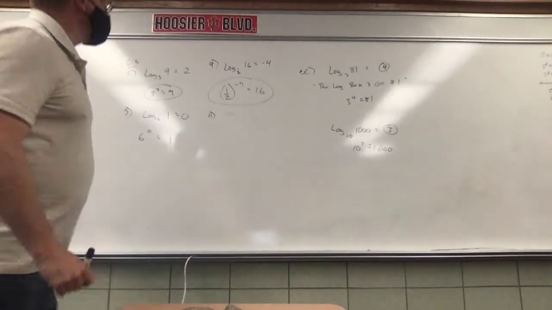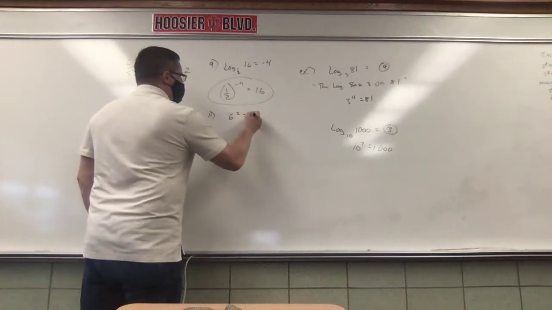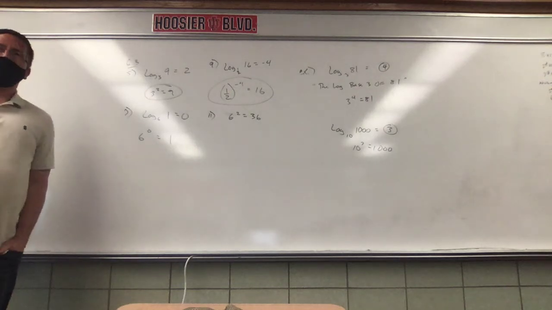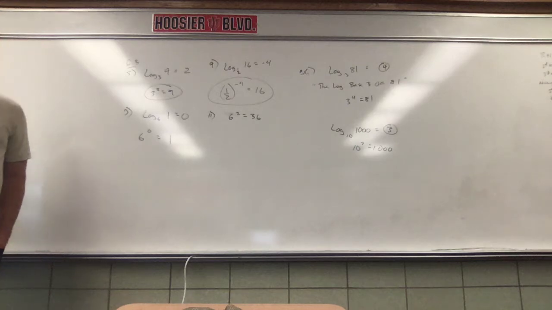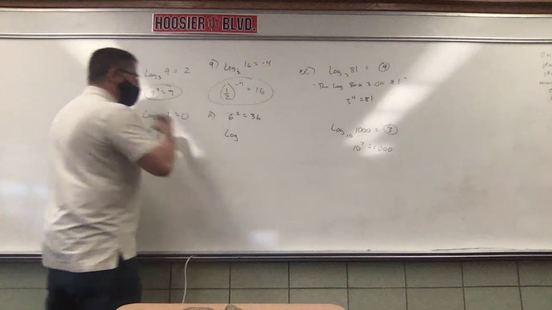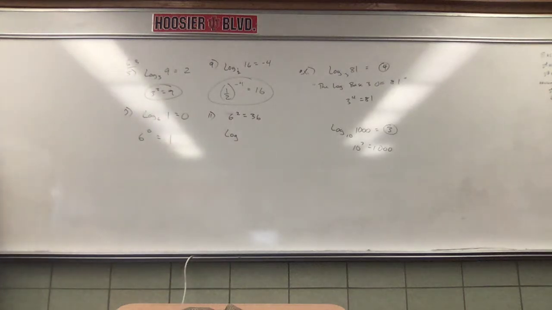6 squared is 36. So before they gave you logs and said write it without logs. Now there's no logs, they want you to write it with logs. So what's the first thing you write? And don't think hard on this. When you're writing it with logs, what's the first thing you write down? Log. L-O-G. What's our base? 6.